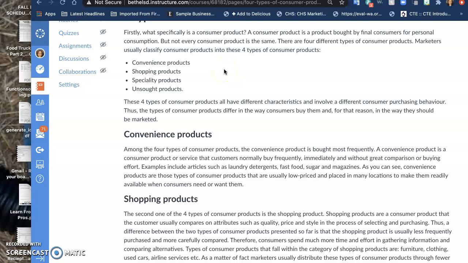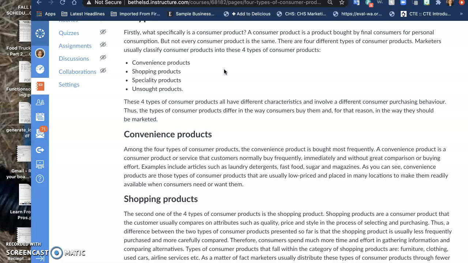Convenience products. Among the four types of consumer products, the convenience product is bought most frequently. A convenience product is a consumer product or service that customers normally buy frequently, immediately, and without great comparison or buying effort. Examples include articles such as laundry detergents, fast food, sugar, and magazines.